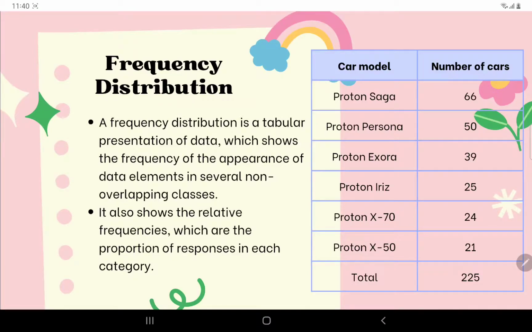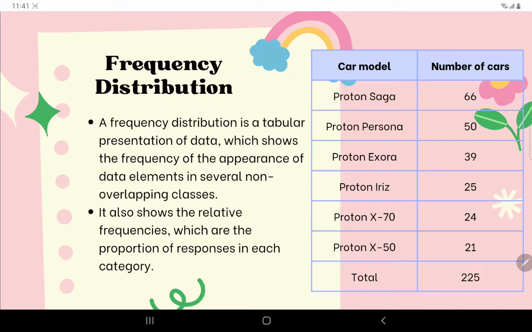Okay, the first one is the frequency distribution, or we can also call it a frequency table. We use it to present qualitative data. In a frequency distribution, it is in the form of a table consisting of several columns and rows. A column is for the categories, and a class is a category into which qualitative data can be classified. Class frequency is the number of observations that fall in a particular class.